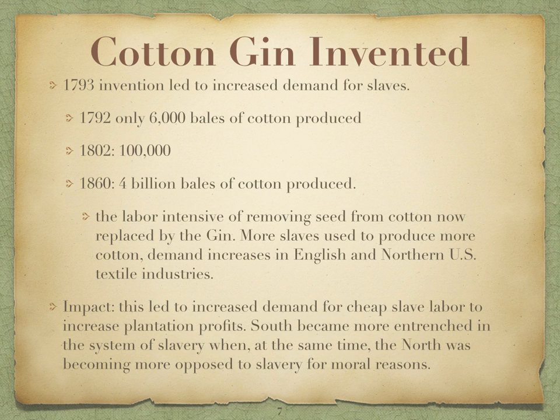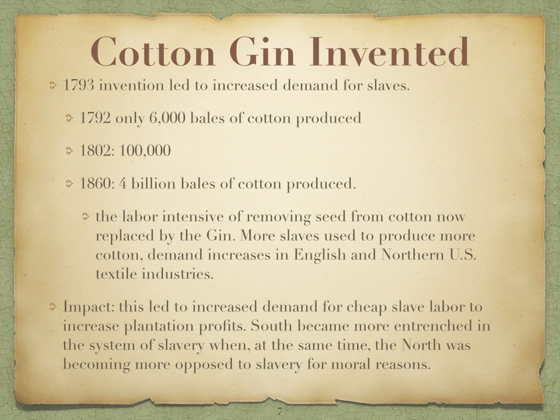So it shows here, in 1792, only 6,000 bales of cotton produced in the South. By 1802, 100,000, because now they're using the cotton gin. And you might want to go to YouTube and just type in cotton gin to see how it operates. It's kind of neat. By 1860, at the beginning of the Civil War, 4 billion bales of cotton produced every year, almost all of it going to New England and to the textile mills in England.